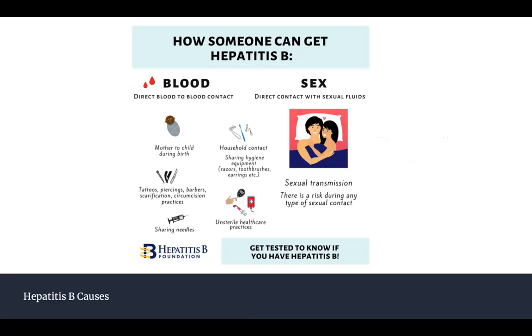Hepatitis B is different than the other forms of STDs because there are different ways of catching it. You can catch it by having sex, or through household contact, like sharing razors, toothbrushes, earrings, things like that that go inside of your body. Also unsterile healthcare practices, and sharing needles is a big one too. You can also get it from tattoos, piercings, barbers, or things like that. There's also when you give birth to a child. A mother who is a carrier of hepatitis B can give it to her child during birth. And then there's direct blood to blood contact as well.